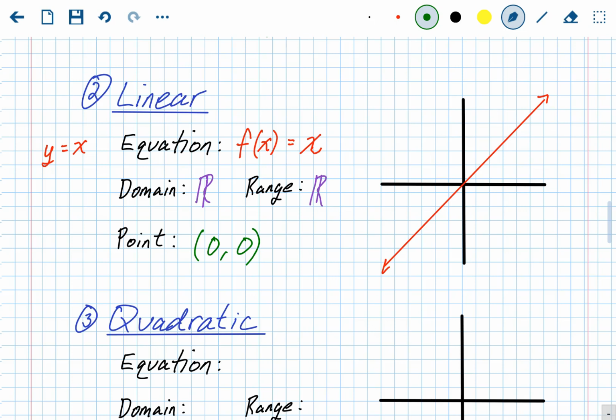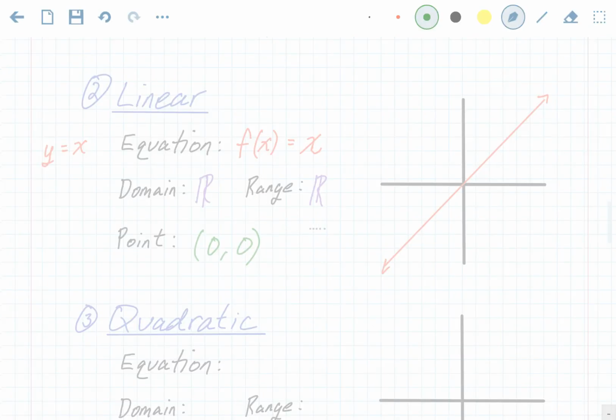Now again, that important point is how we're going to transform these functions. Like we'll take that important point and we'll move it up or left, or we'll stretch it by 2. And we'll talk about that more in the next part.